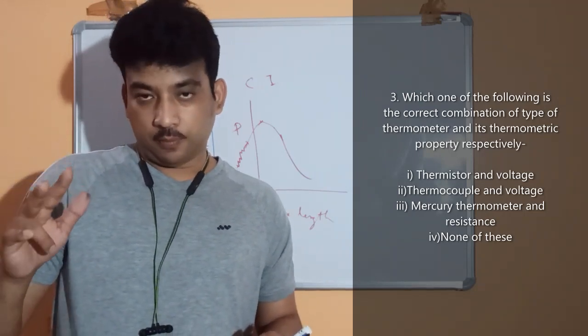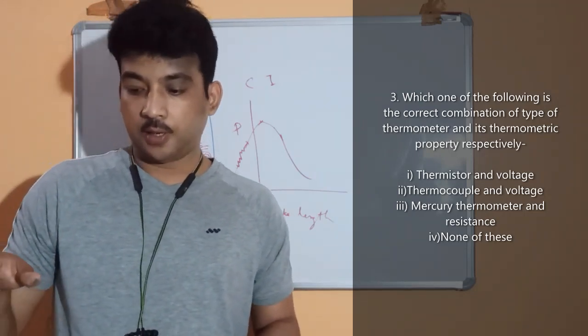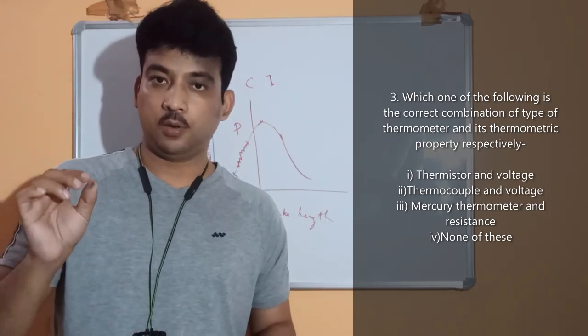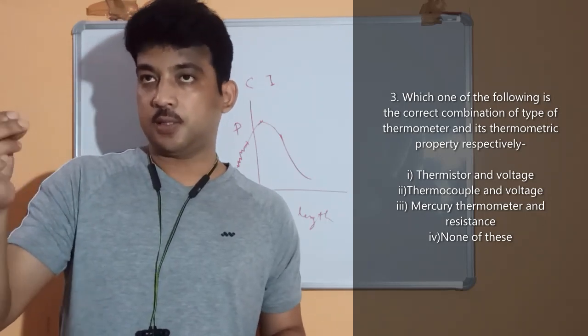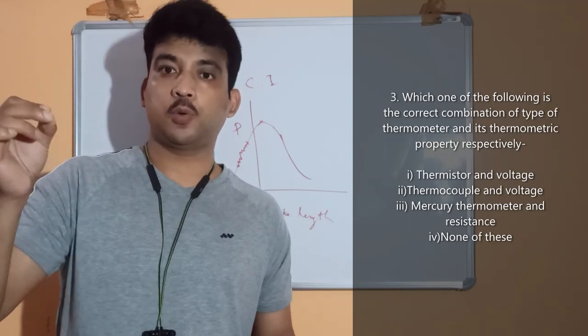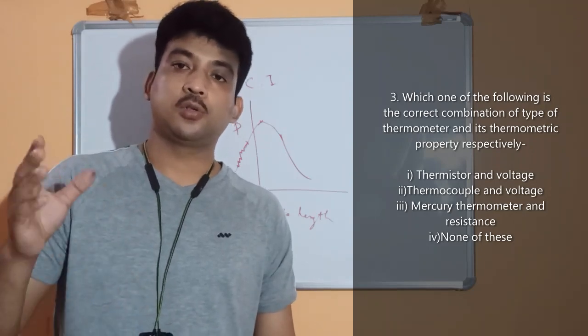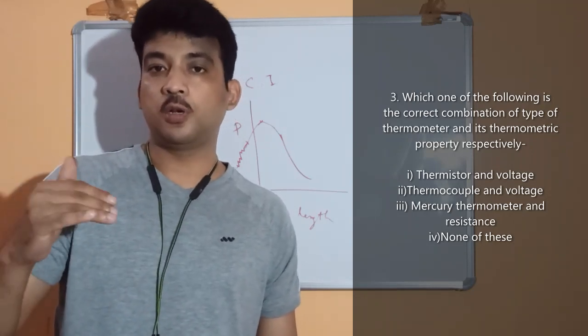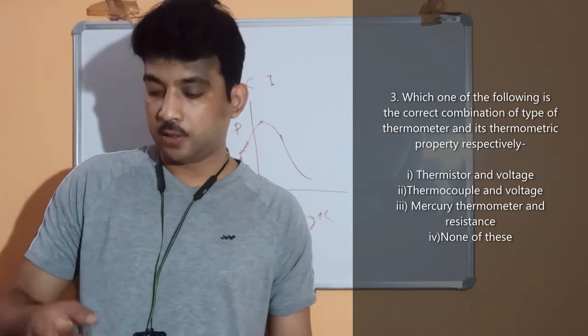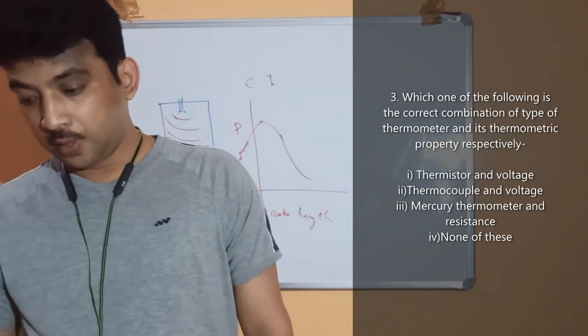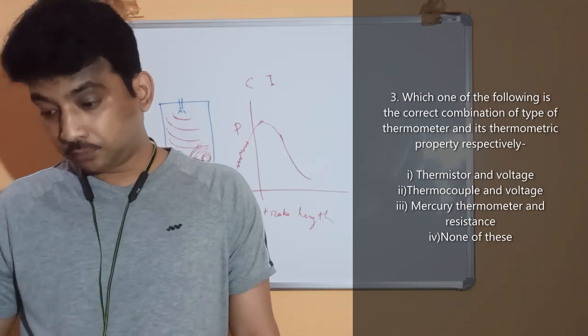In case of a thermistor, it actually works on resistance. We know that heat is generated when current passes through it. I squared R is the amount of heat generated, so if the resistance is more, the heat will be more. On that principle the thermistor works. So voltage is not correct here.